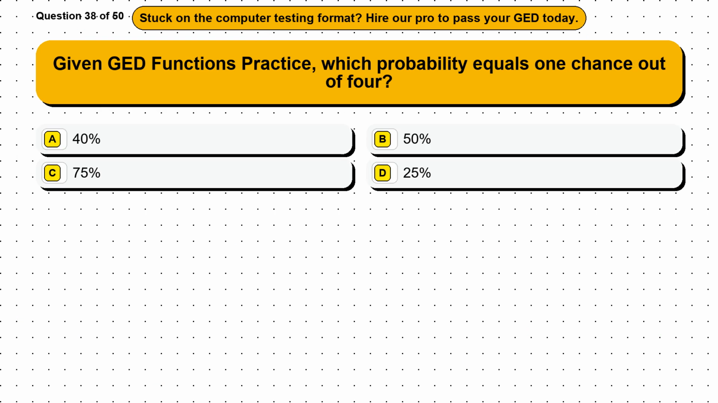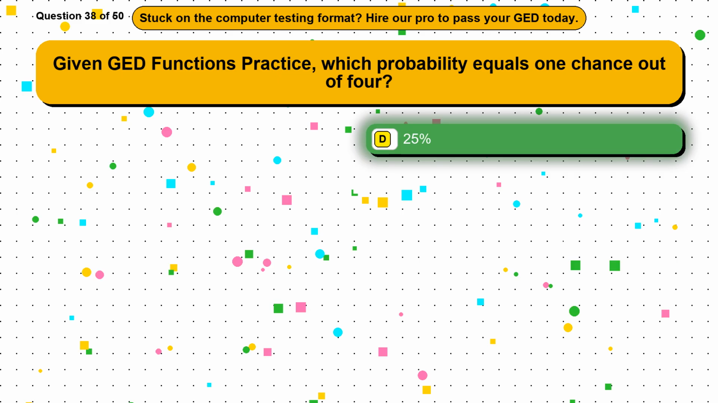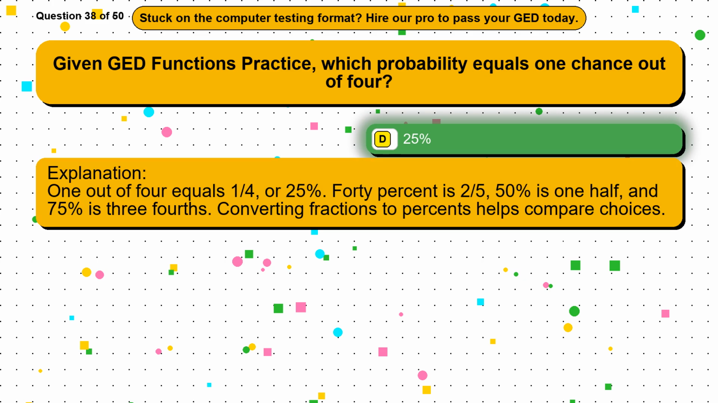Question 38. Given GED Functions Practice, which probability equals 1 chance out of 4? Option A, 40%. Option B, 50%. Option C, 75%. Option D, 25%. The correct answer is option D, 25%. 1 out of 4 equals 1/4, or 25%. 40% is 2/5, 50% is 1/2, and 75% is 3/4. Converting fractions to percents helps compare choices.